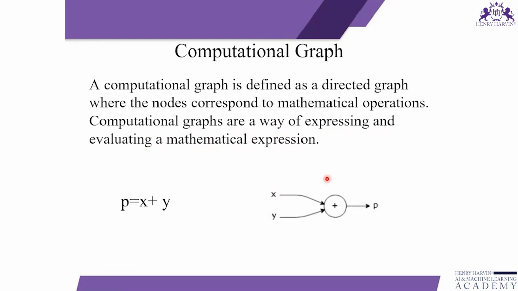Now, if you look at this figure, you can see two inputs, x and y, and the operation done over here is plus, and we have the output as p. So it is written as p is equal to x plus y. Yes, x plus y, right?